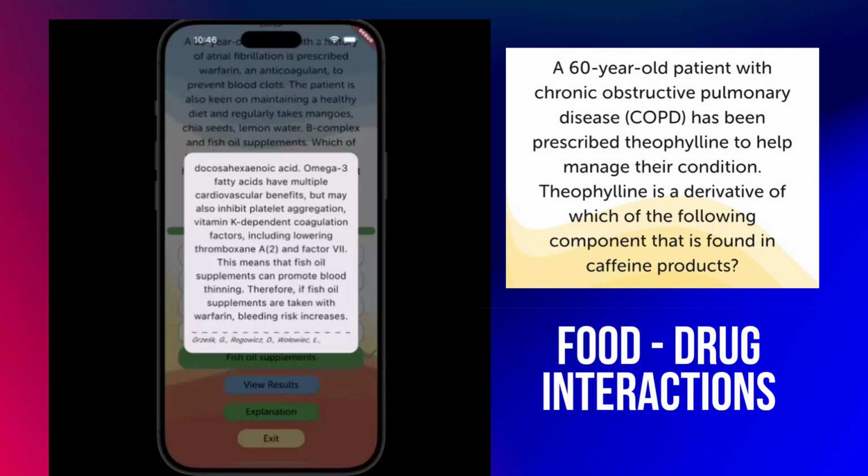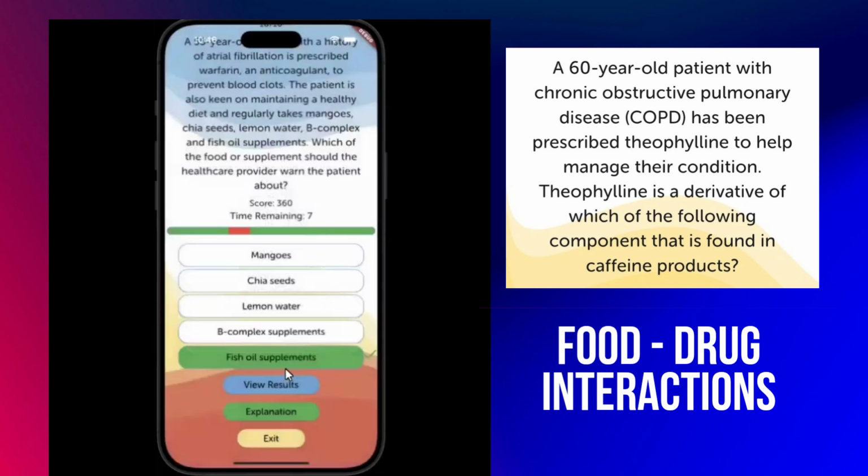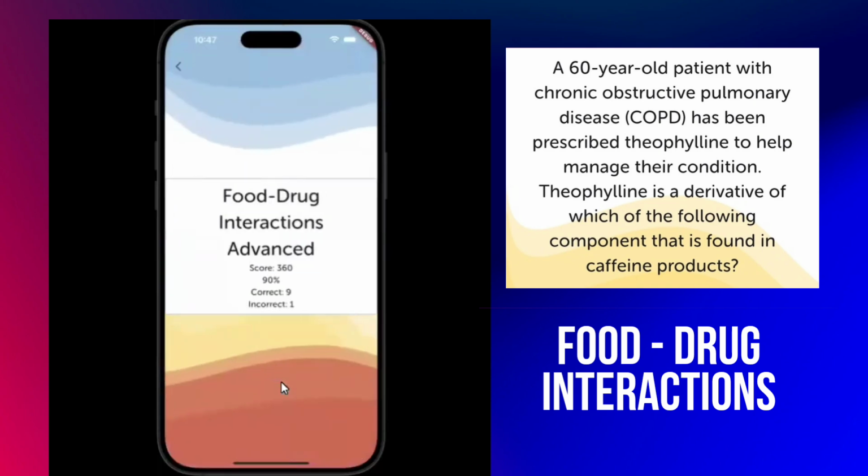Okay, so let's see what our score is. Remember, we missed the opportunity to finish one question. Oh, we got 90%. We missed one question. So next time we would explore more advanced food-drug interactions, and we'll be mindful of the timer so that we get all questions answered and all explanations checked.